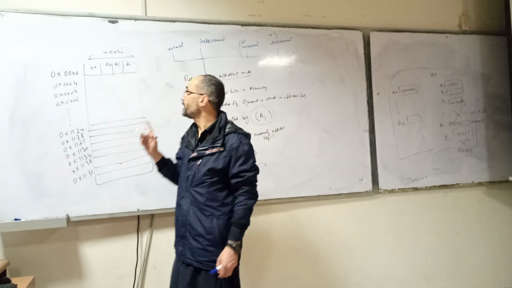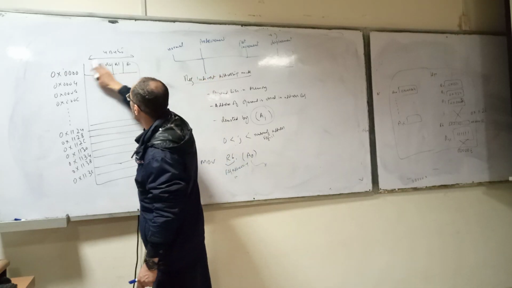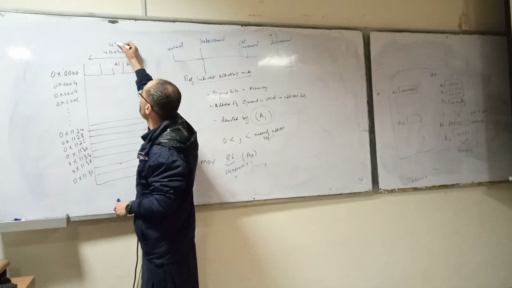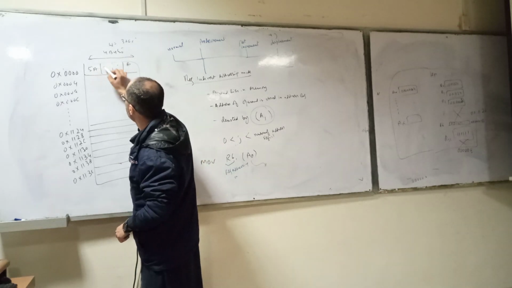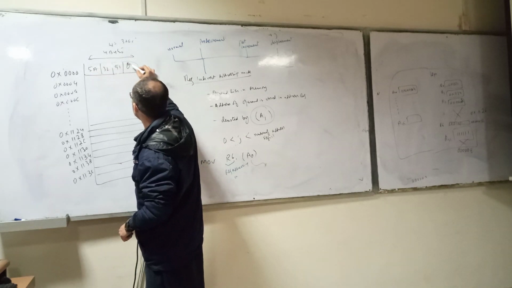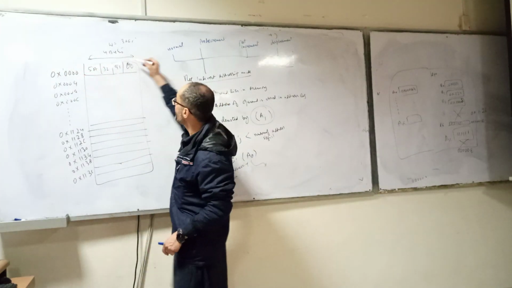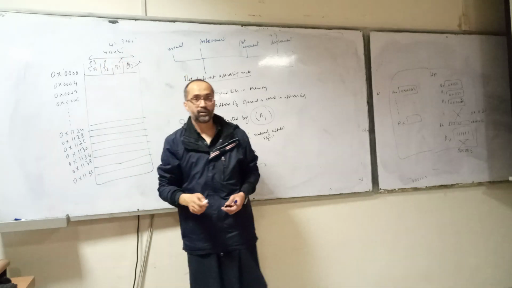We can access each individual byte. So if we say we have 4 bytes, what is the word size here? 32 bits. So let's say it is 5A329100. It has the least significant byte and the most significant byte. Its address is 0, its address is 1, its address is 2, and its address is 3.